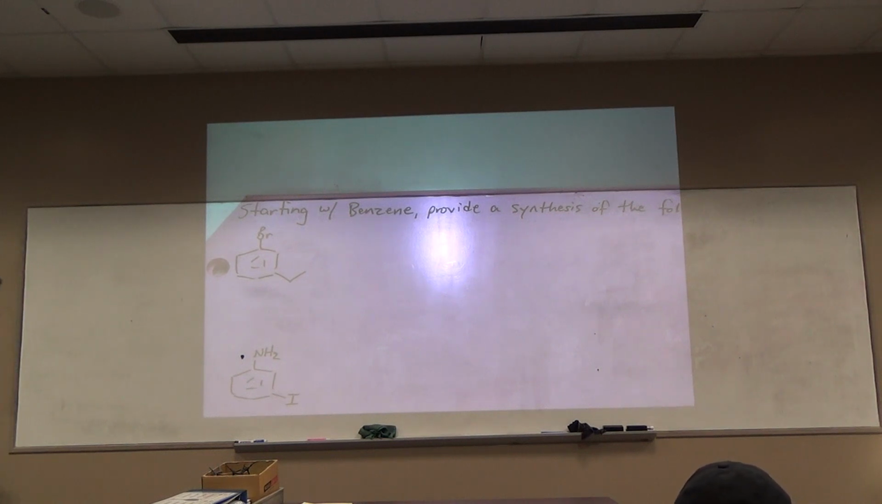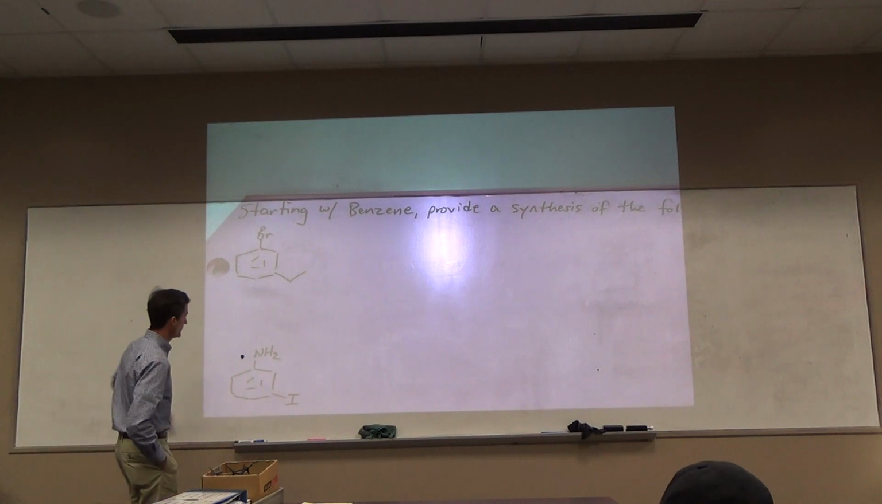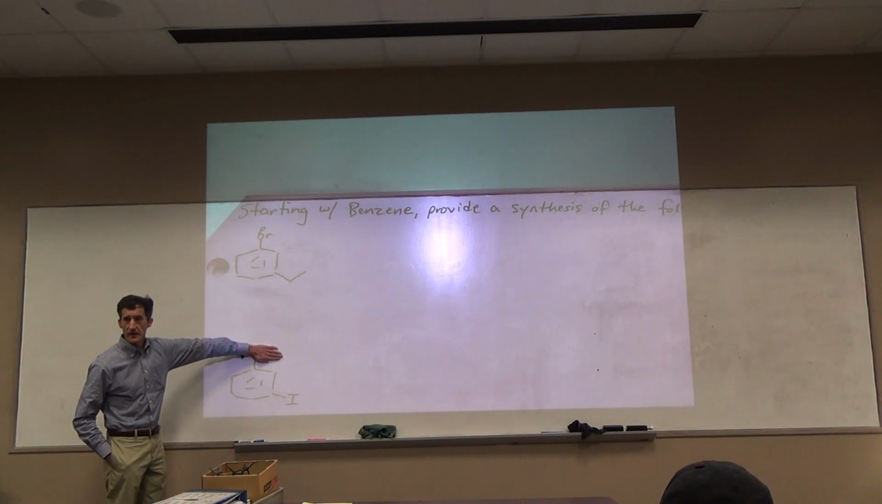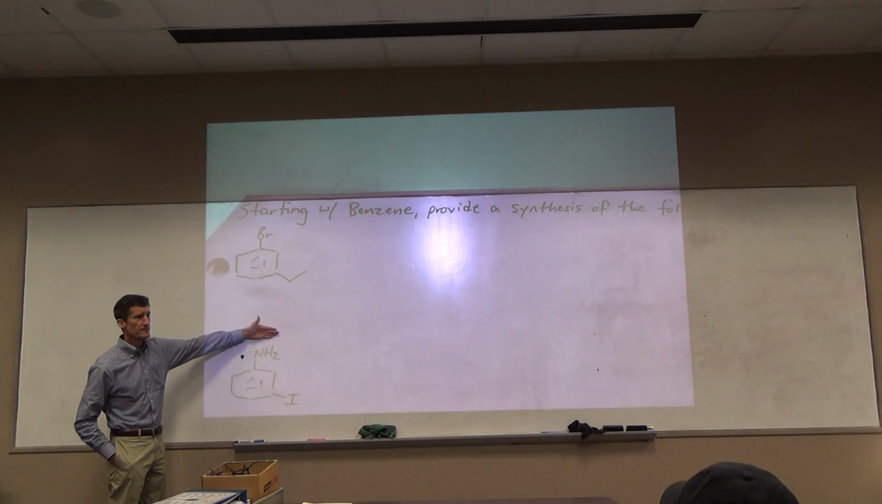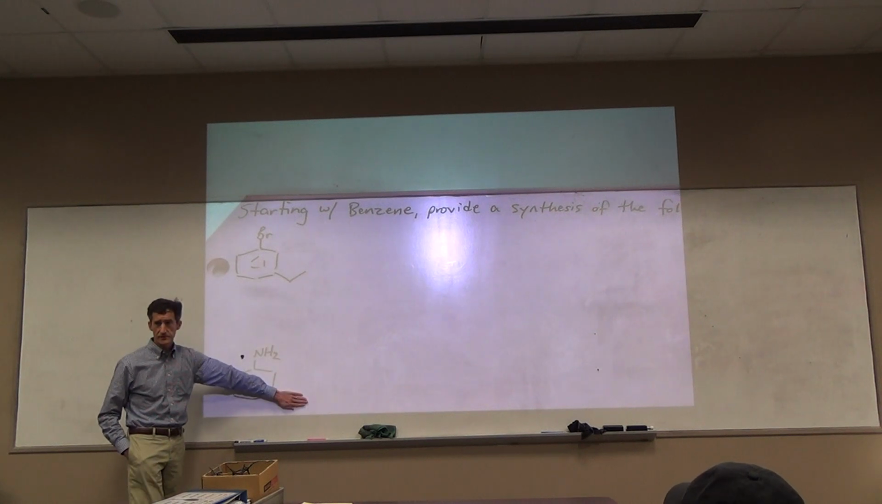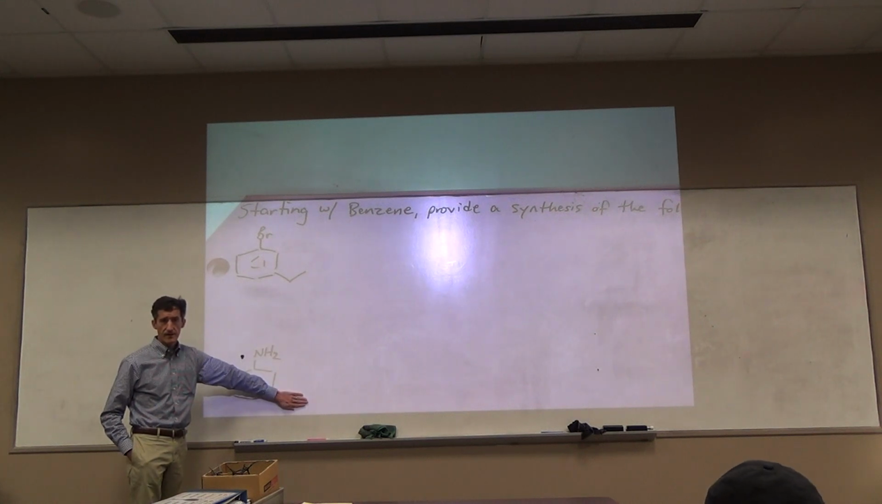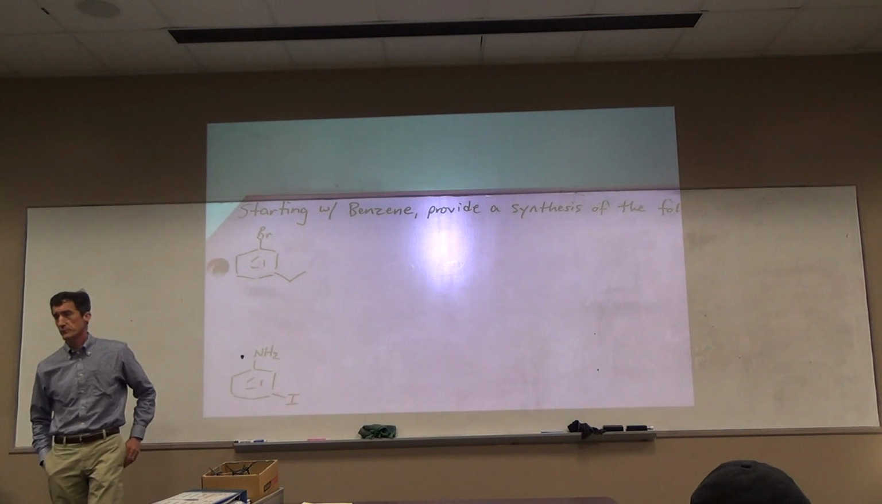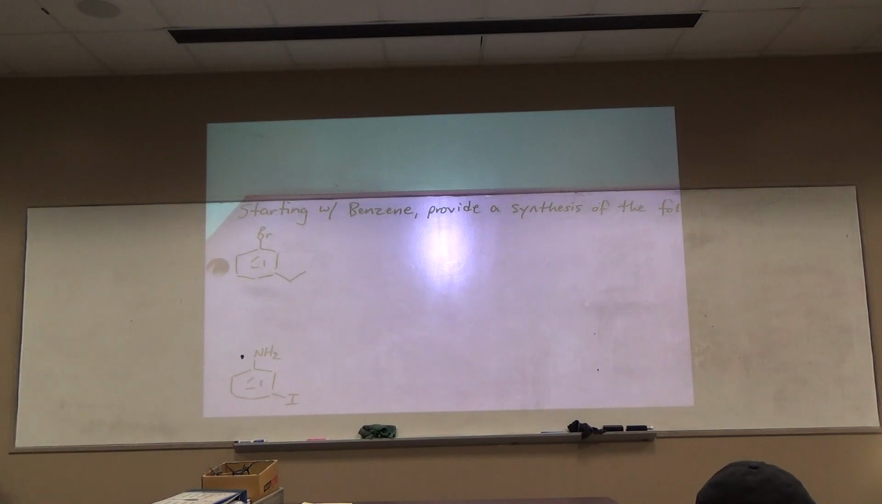You want to iodinate first? No, if you iodinate first, that's an ortho-para director. Once you put the iodine on, you're not going to be putting anything meta. Put the nitro on first. Then iodinate, and then reduce the nitro to the amino. Okay? Precursor. Precursor is a meta director.